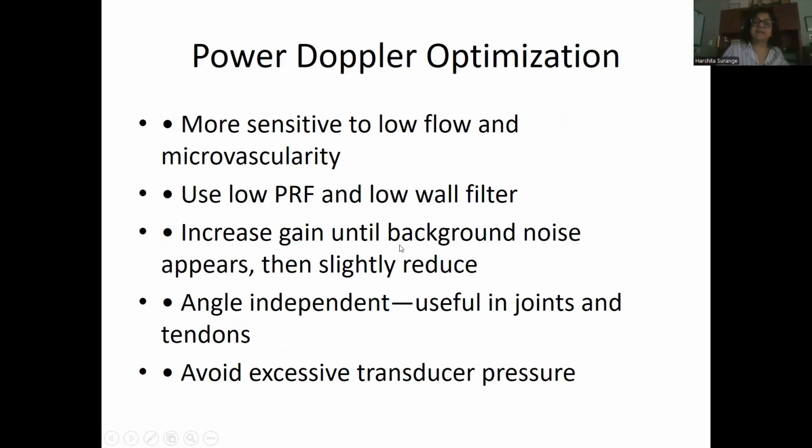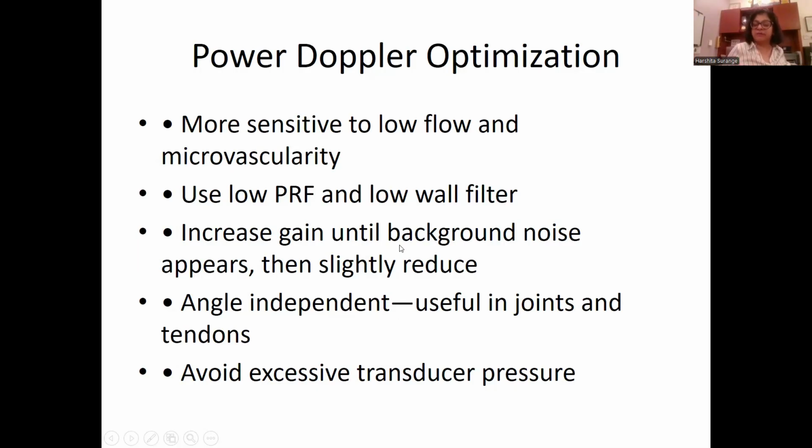Increase gain until... So how to check the gain? The gain should always be increased until there is noise. Okay. And then you start reducing the gain so that the noise disappears. That is the place where you need to optimize your gain. Power Doppler is not angle dependent, so it is useful for joints.